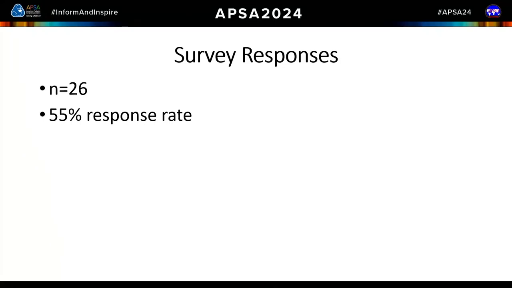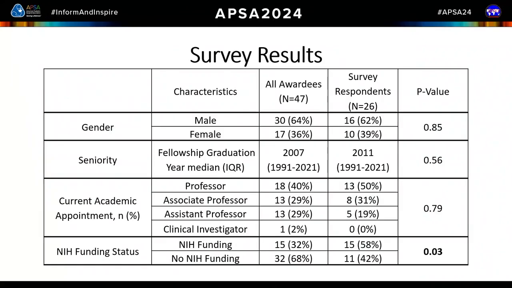We then went on to ask them further questions with a survey. We sent out the survey to all the scholars. We received 26 responses for a response rate of 55%. When comparing all awardees to the subset of scholars that were surveyed, we saw no difference in gender, seniority, or current academic appointment. However, those who responded to the survey were more likely to have obtained NIH funding. Selection bias that's expected.